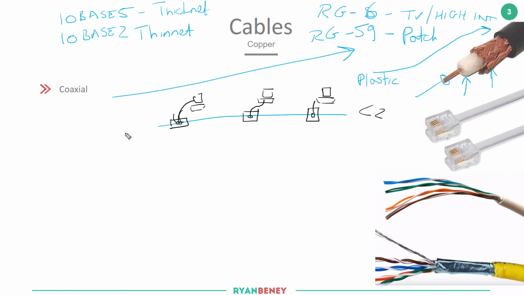Nowadays we don't use the bus topology like this. We actually use a star, where we have everything connected into a centralized device, and that's normally a switch. And we also don't use the coax cables. We actually use something called twisted pair cables, which we'll come to in a moment.